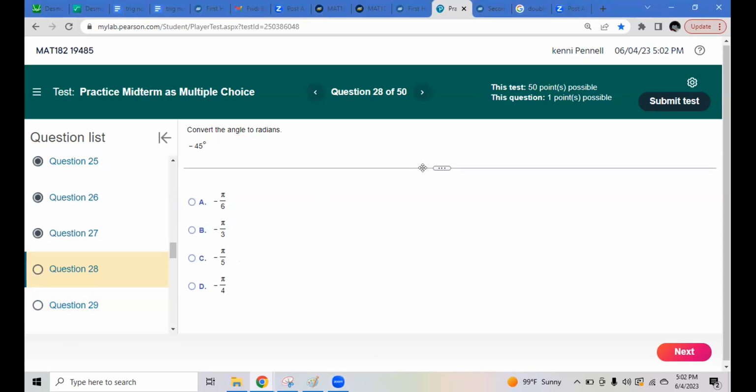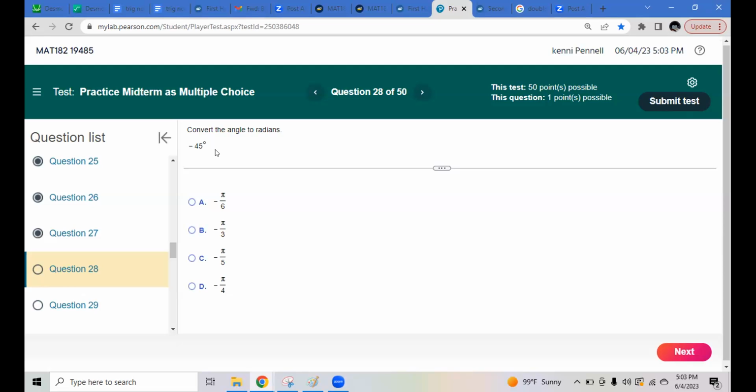Can I do this one on my calculator, or no? You have to multiply by pi over 180. Is that for any degrees to radians? Yes. Okay. Pi over 180. Where's the pi button? Now you notice all the answers have a pi in it, so you would generally leave out the pi in your calculation. You just do minus 45 over 180.